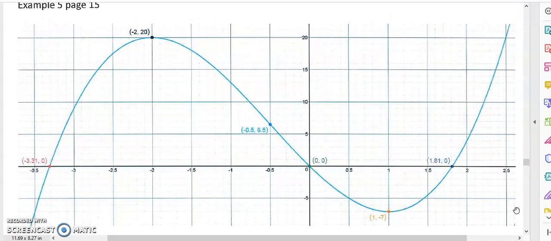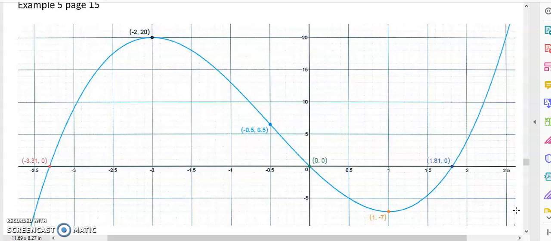Here's the first one. Oops, I should get my marker for this. Maybe I can't get my marker for this. But anyway, you can see the x-intercept is negative 3.310, which is what we calculated. And on the other side, positive 1.810. There's 0, 0, the origin. That's an x-intercept and a y-intercept. And yes, we certainly did get a maximum at -2 and 20. And we did get a minimum at 1 and -7.